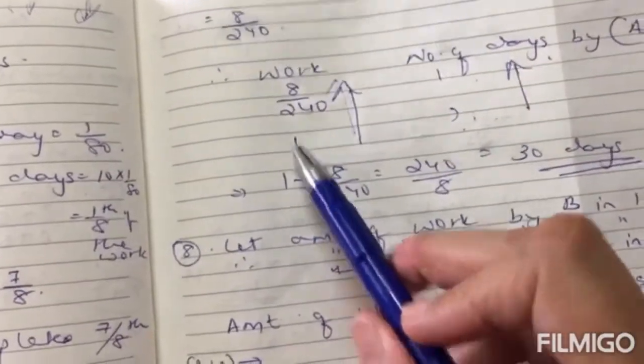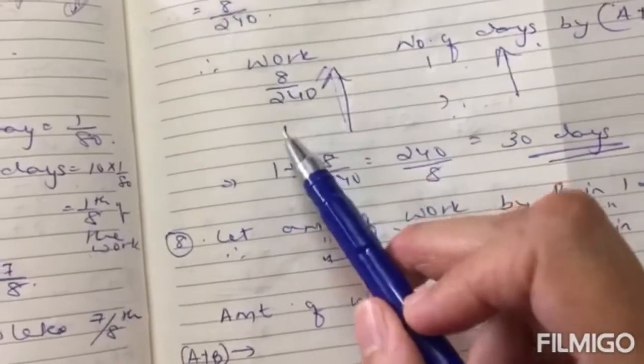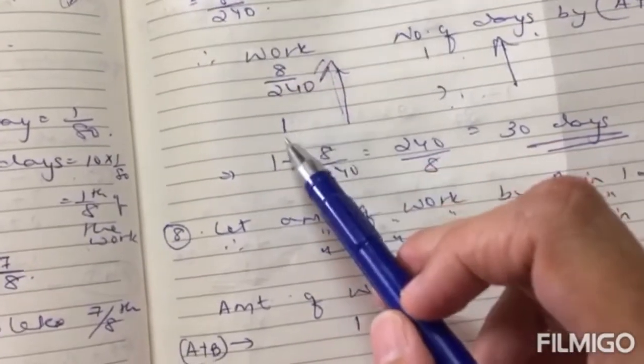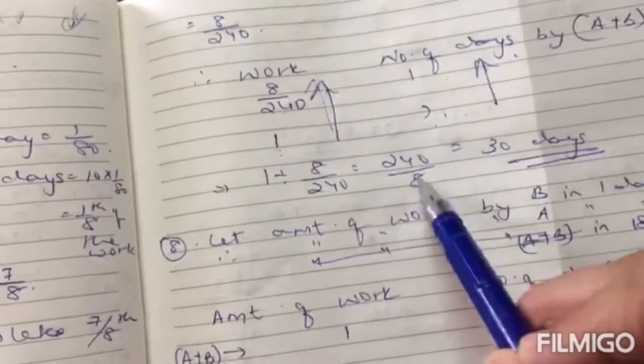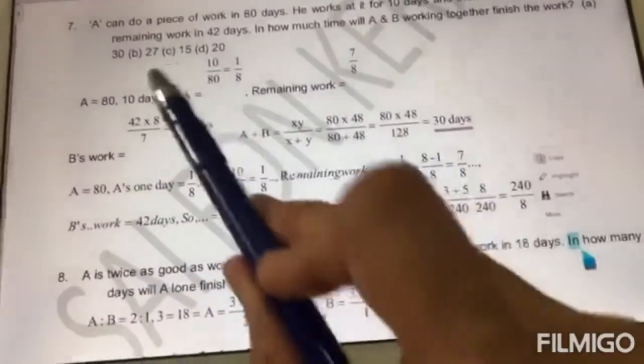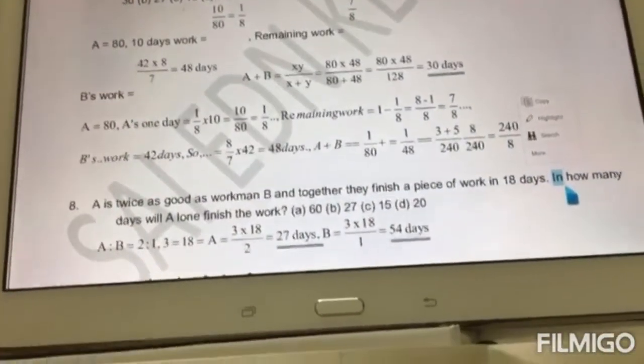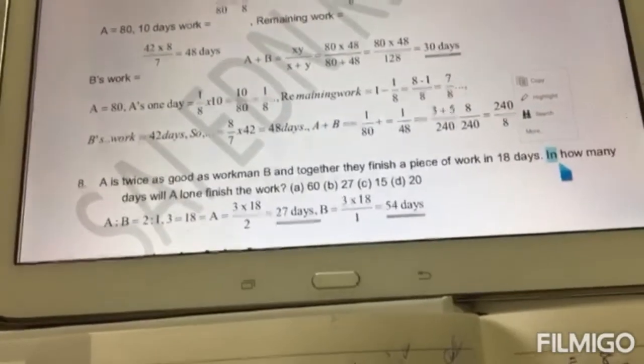So it is the denominator divided by this, so it will be this divided by this. So 1 divided by 8 by 40, which is equal to 30 days. And that is the correct answer for number 7. I hope you have understood. It's very simple.